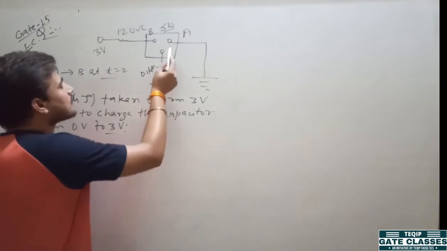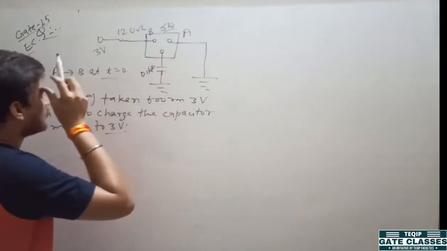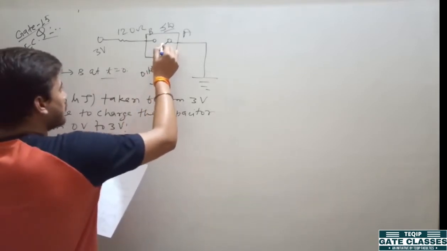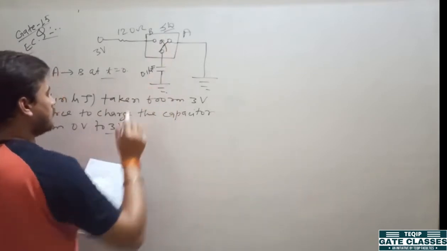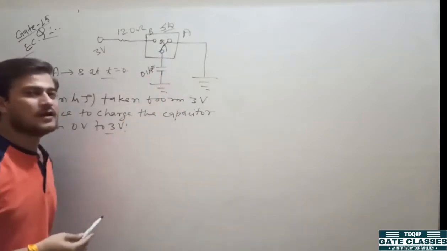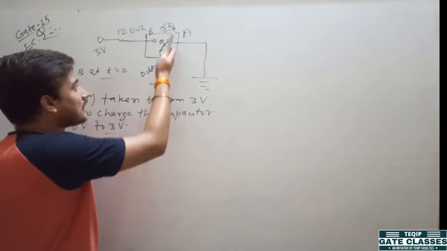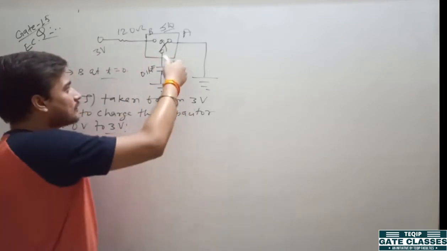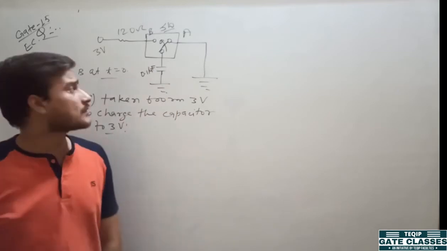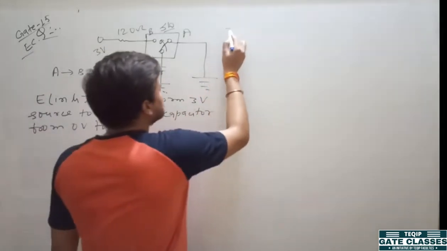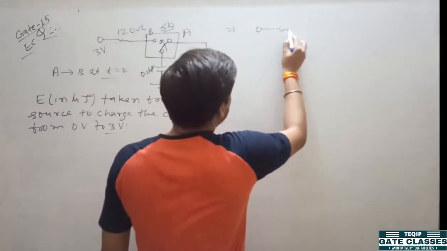When the switch was at position A, you see the switch is given like this. Initially the switch was at position A, so there was no connection with this battery, and no current was flowing through this capacitor. When the switch is connected to B, let us draw the circuit. Now the circuit will look like this.